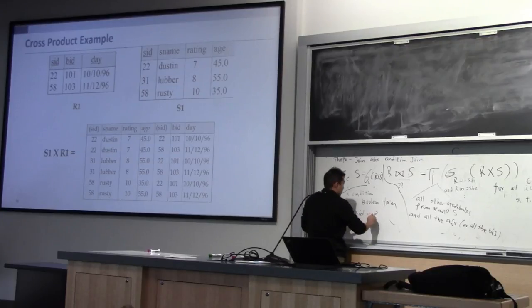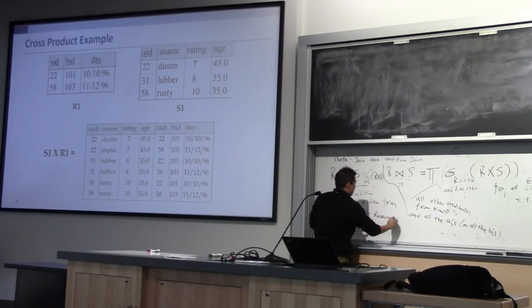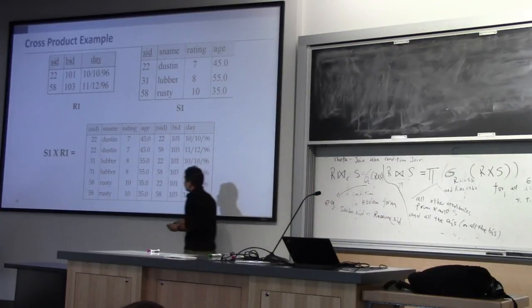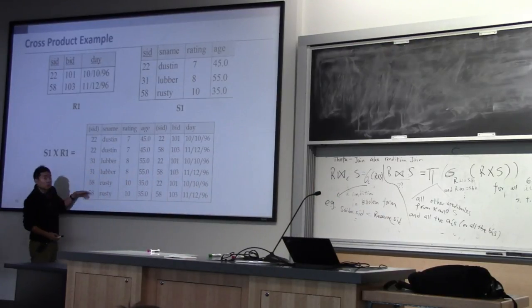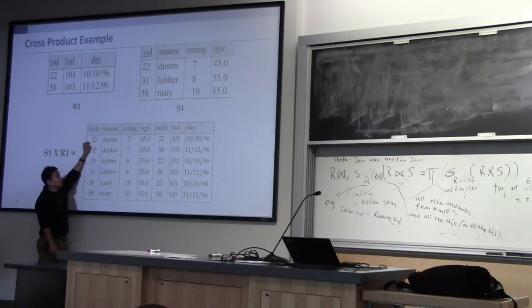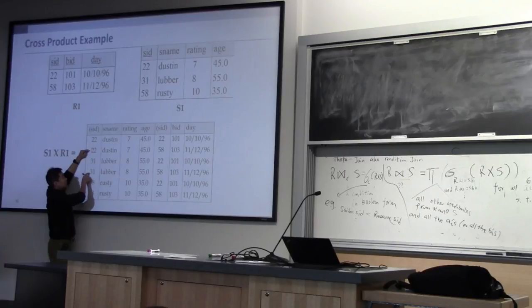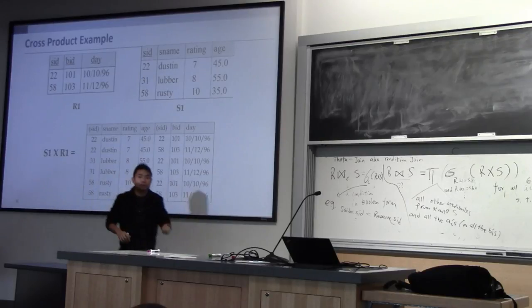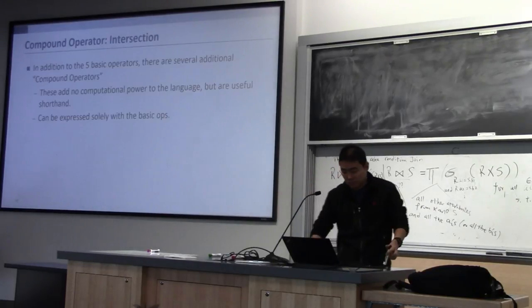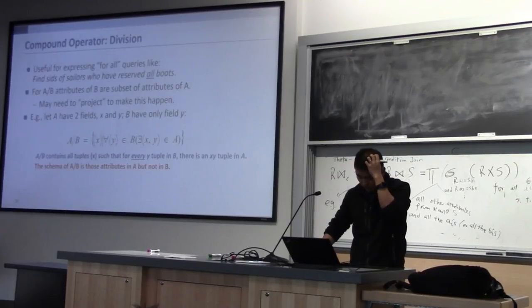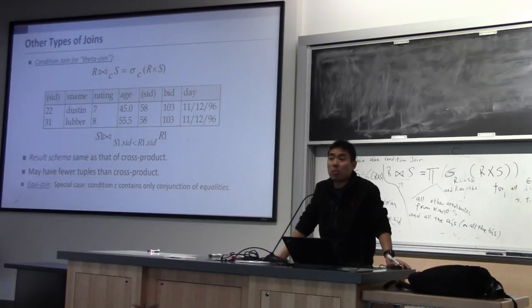Okay. Good. Reserve the SID. Okay. That's my condition. Let's check this condition against this cross product result. Is this to be kept? No. What about this? Yes. What about this? No. What about this? Yes. No. No. So the output will be this and this. These two records, the second and the fourth record. Yes. Okay? So you get this as your output. Okay? Questions?